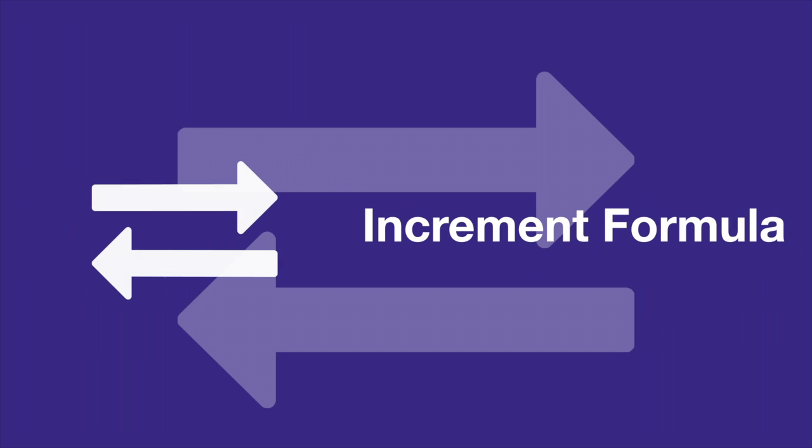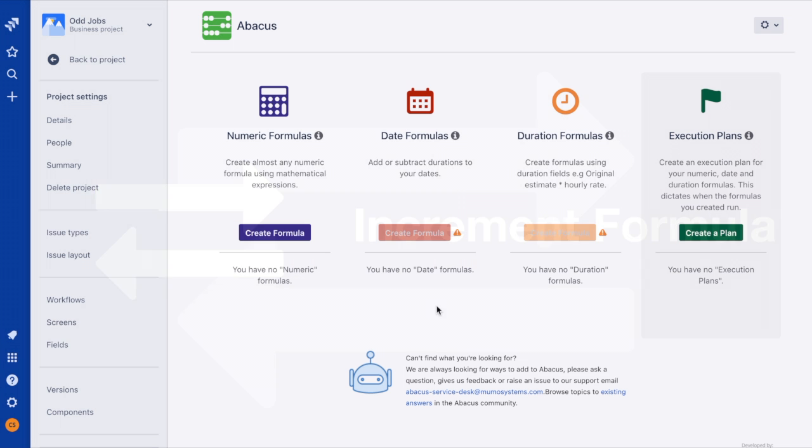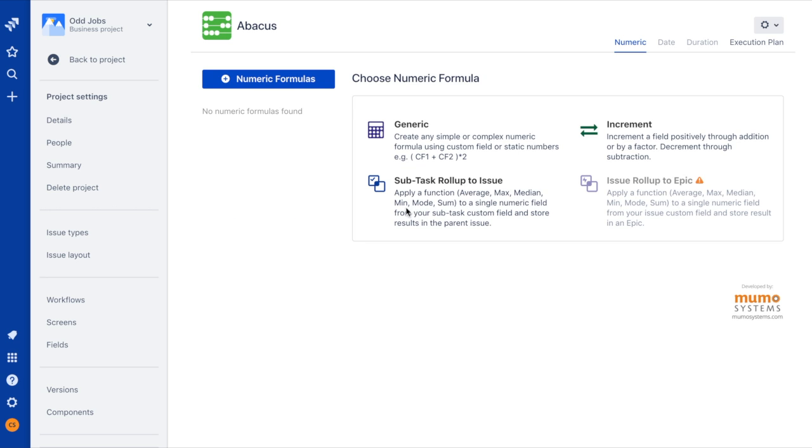Increment formulas increment or decrement a custom field by a certain value. Incrementing by a factor is also supported. Starting from the main page, I'll need to select the button underneath numeric formulas that says Create Formula. Next, I'll need to click the bolded text labeled Increment.